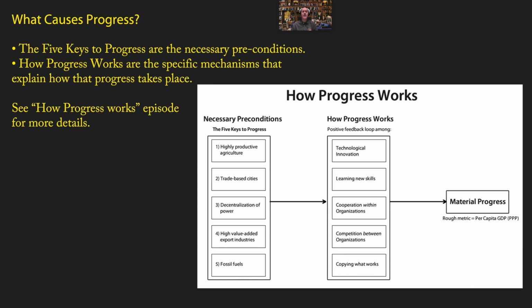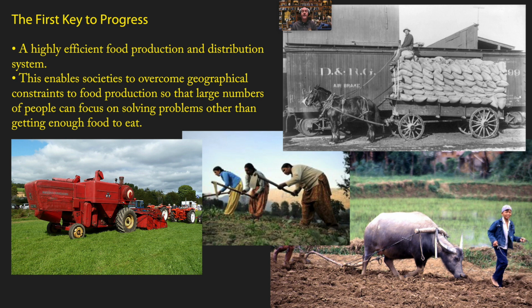I believe that the 5 keys to progress are the necessary preconditions of progress, and how progress works are the specific mechanisms that explain how that progress takes place. Now, I'm going to go into a little more detail on each one of these, both in this episode and in many subsequent episodes. So, what are the 5 keys to progress?